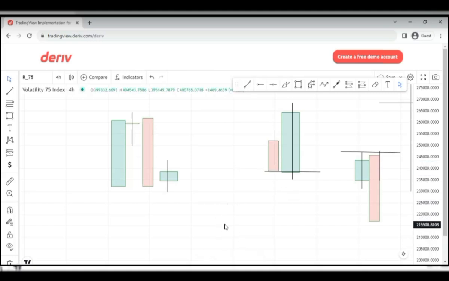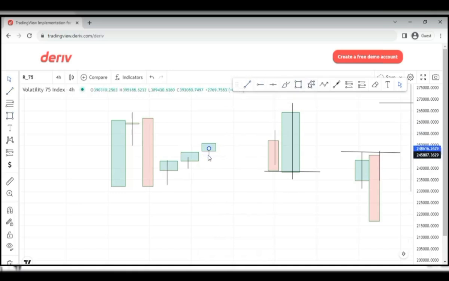When you see three consecutive green candles, the best formation for the pattern is if it has a lower wick and no upper wick, something like this. If it has a lower wick, okay, that's the three green men or the three white soldiers.